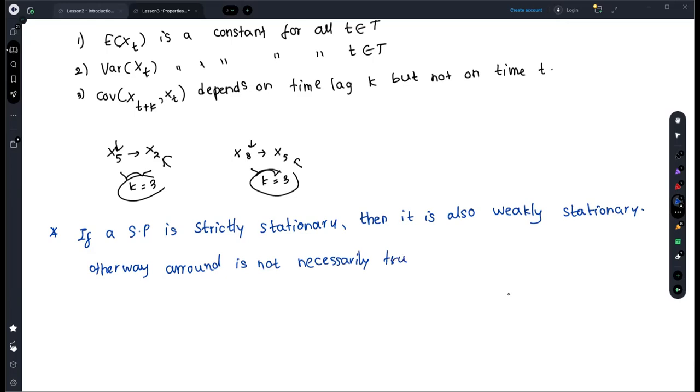So there can be processes which are weakly stationary, but not strictly, right? There can be weakly and both strictly, but it's not always the case, okay? But if a stochastic process is strictly stationary, for sure it will be a weakly stationary one, right?